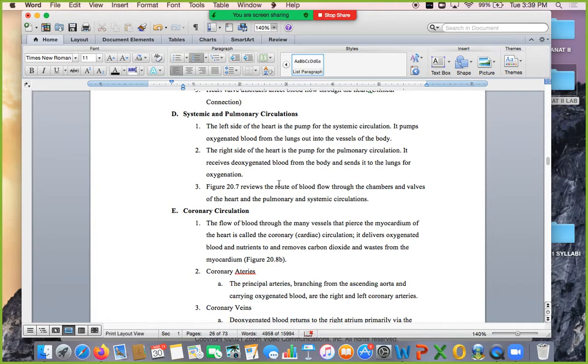Okay, so the right side is going to pump out for the pulmonary circulation, but the left side is going to be the pump for systemic circulation. So basically it's going to be sending oxygenated blood out from the lungs into the vessels of the body. And the right side of the heart is going to be a pump for pulmonary circulation. So again, that's where we are receiving deoxygenated blood from the body and sending it out to the lungs for oxygenation.